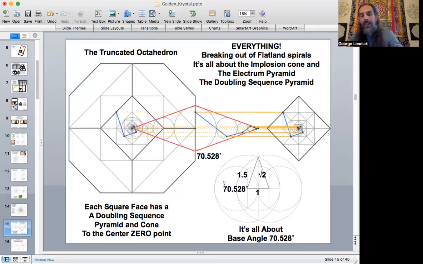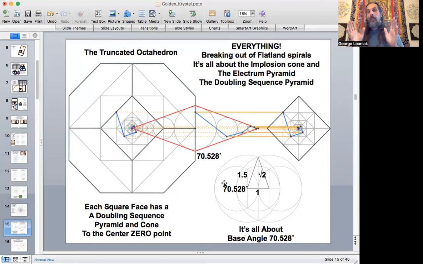Now, just like Charlie Zeiss has made 76.345 the anthem song for the phi ratio pyramid, writing a whole 500-page tome called 76.345, well, 70.528 is equally as important in the doubling sequence pyramid, which this is. The Electrum pyramid, I like to call it now. And it's 70.528. That's the number.